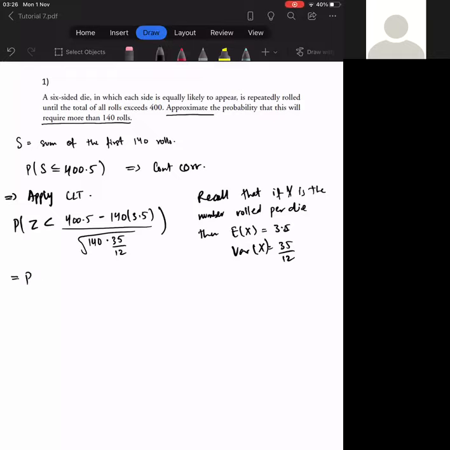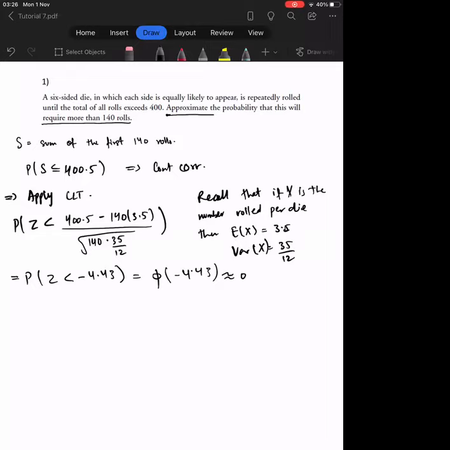This is just equal to Z being less than minus 4.43, or in other words, Φ of minus 4.43. You notice this won't even be on the table, so this is 0. This is approximately 0 because we were approximating the probability in the first place. In order to actually find if it's 0 or not, we're going to have to look at the actual PDF of the random variable of 140 rolls instead of approximating it.